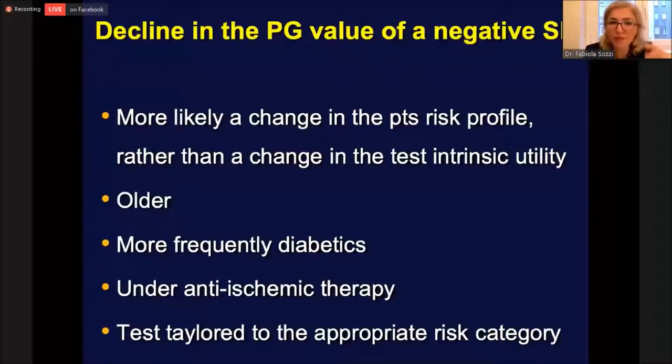And why? Because the population is changing. Our population is changing in the risk profile. We have older patients, more frequently diabetic, more frequently under anti-ischemic therapy. So tailor your test based on the appropriate risk category.